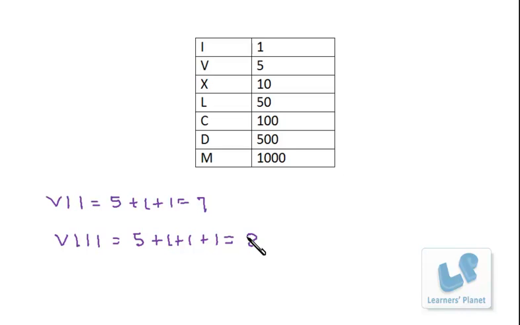Now suppose we write 9. Further, we cannot write I for 4 times. So what we have to do? We have to deduct 1 from 10. That is 10 minus 1. Now how would it happen? If we write I before X, or we can say I on the left side of X. So it's 10 minus 1, that is 9. Now how do we write 10? That is X only.